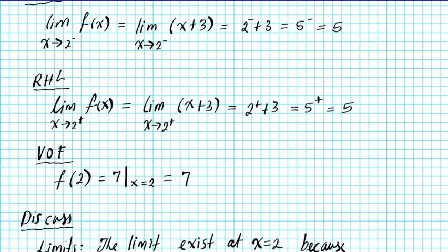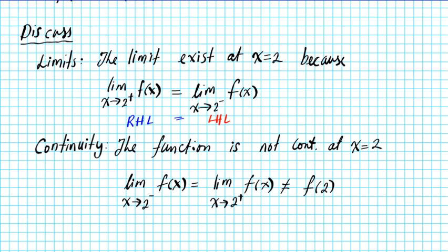Okay? So, what did we get for these two? 7? Yes, that's correct. Alright, 5, 5, 7. So basically what we have here is that the left-hand limit is equal to the right-hand limit, but these two are not equal to the value of the function. In order for the function to be continuous, these three must be the same.